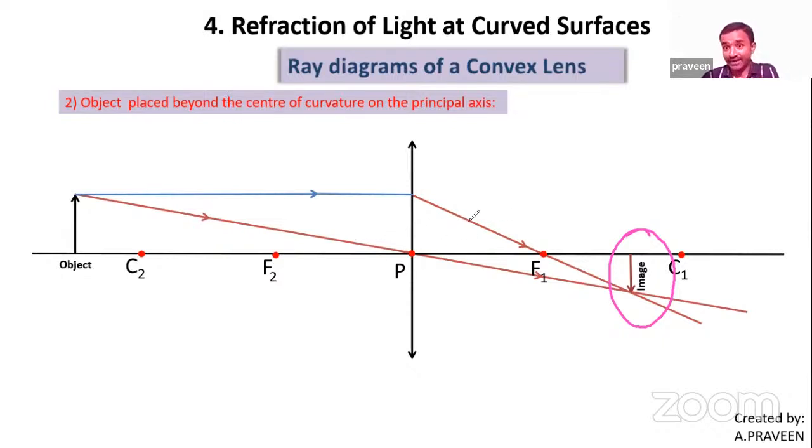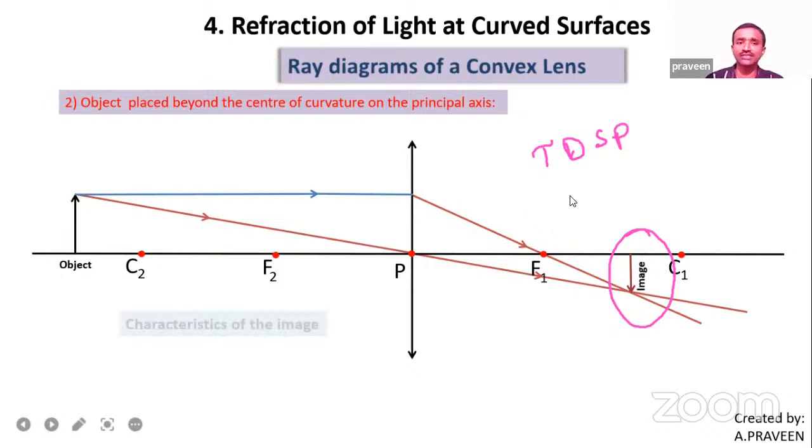Okay, so I obtained the image. Now we have to write the characteristics of the image when the object is placed beyond the center of curvature. So I am following the same code. What is given? T, D, S, P. T is type, D is direction from the principal axis, above or below. Next, S is size, P is position, TDSP. So now I am following type.